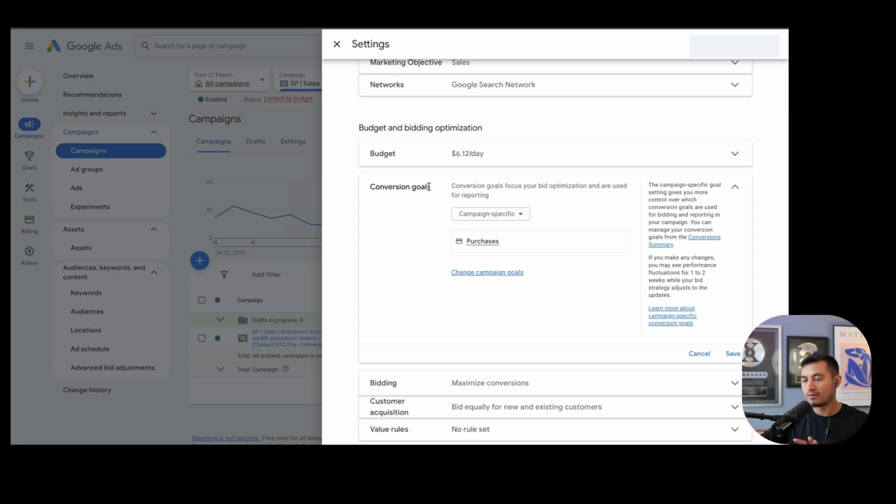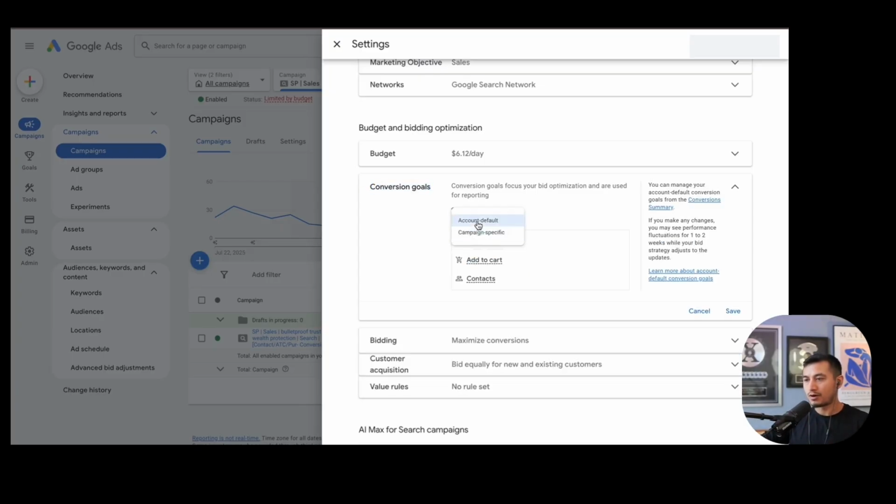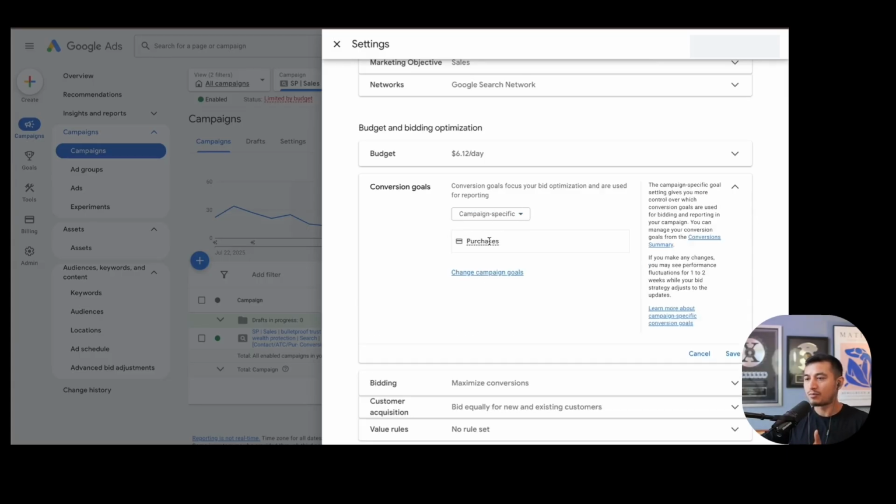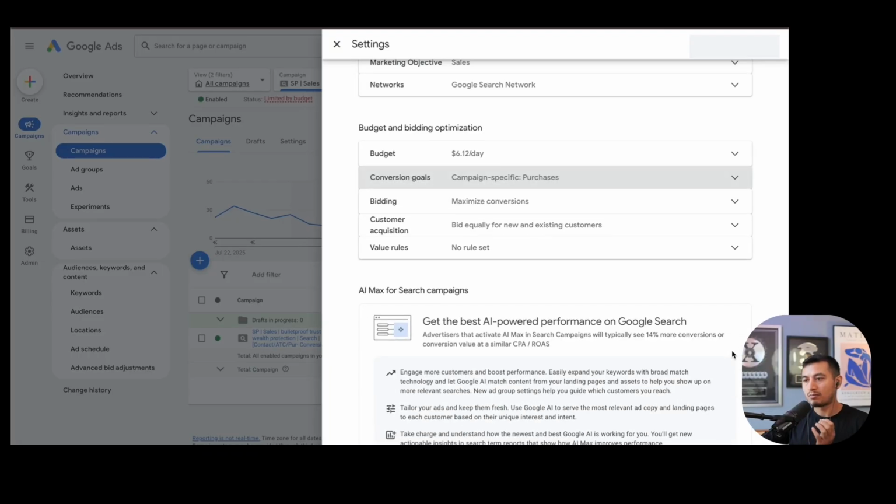And this is where the conversion comes into play. Before, it was account default. When you have account default, you have purchases, you have add to cart, right? And you have contacts. Contact is just anybody who filled out a form, application, or whatever, right? So yes, those are conversions, but I want purchases. Like I don't care about add to cart. I don't care about lead. I want purchases, right? And that was the issue. This person was optimizing for all those things, and that's why you see high conversions.